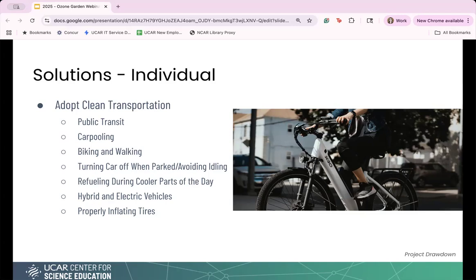Also, refuel during cooler parts of the day. If you refuel in the hot parts of the day, it creates the opportunity for those pollutants to interact with the sun and then create surface ozone. And then think about hybrid electric vehicles and also properly inflating tires in order to have the best mileage for your car.